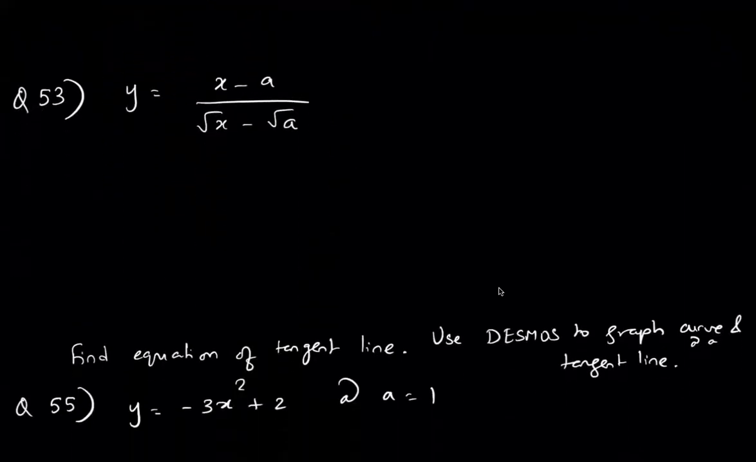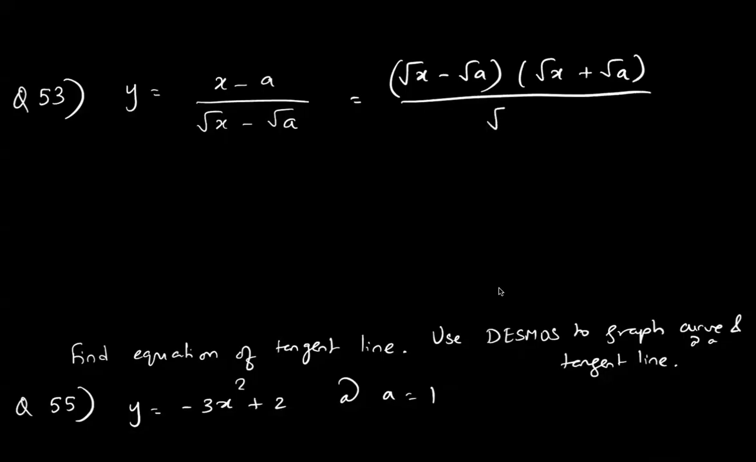Now, in the next problem, again, we have to simplify it first before we can do anything with it. In order to do that, I'm going to factor my numerator. The factors of my numerator are these. And then I divide it by square root of x minus square root of a. So this and this get cancelled away. So my original function is square root of x plus square root of a.